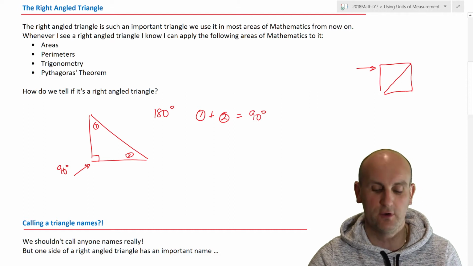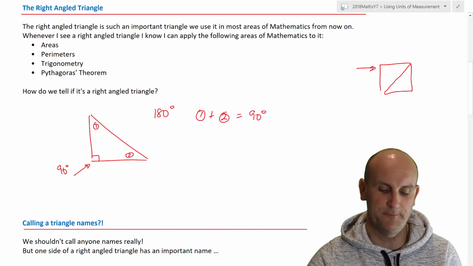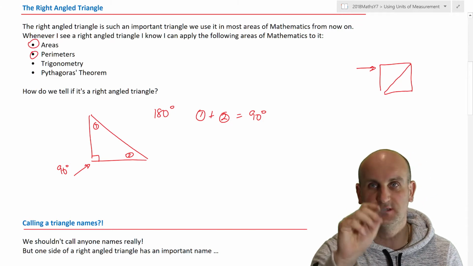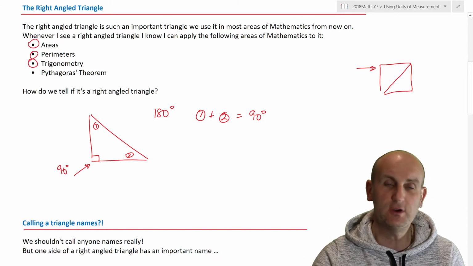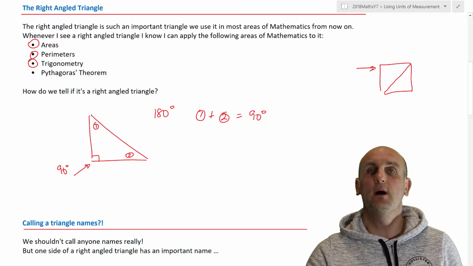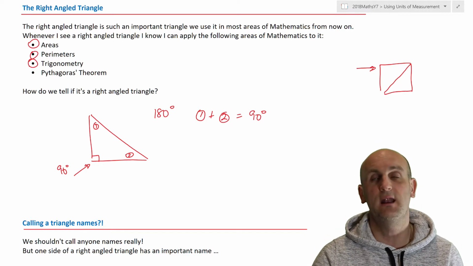Now, a right-angled triangle is freaking awesome. And for right-angled triangles, we can work out areas. We can work out perimeters, which is the length all the way around the edge. We can use trigonometry. Now, trigonometry, I hear you say, what is this trigonometry stuff? Well, if you haven't met it yet, it's an awesome subject that I love teaching.